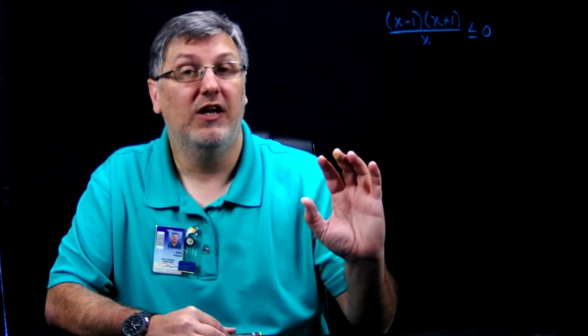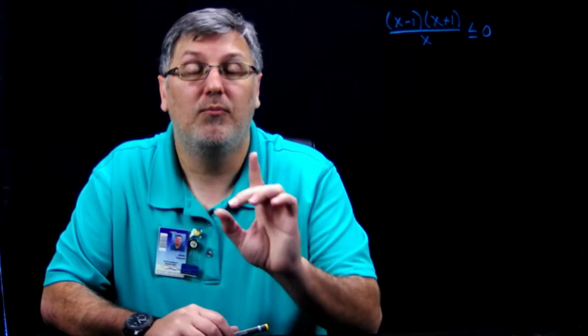All right, let's take a look at how to solve rational inequalities. We've watched a couple of videos on how to solve polynomial inequalities. We're now going to do a couple examples of rational inequalities. Just to remind you, a rational function is going to be a ratio of two polynomials. So your numerator and denominator must be polynomials for it to be a rational function.